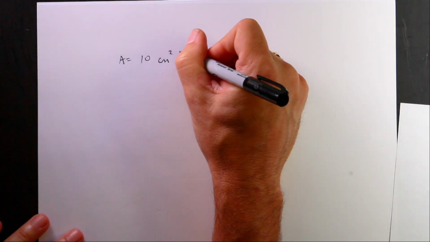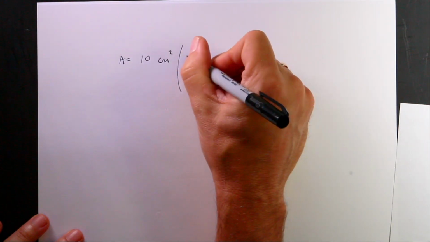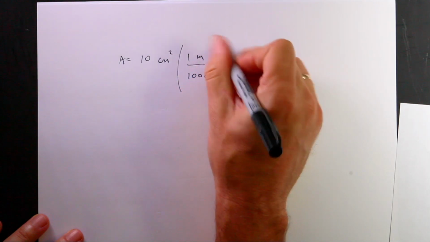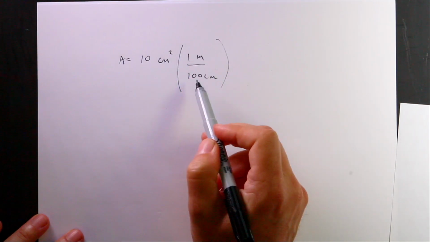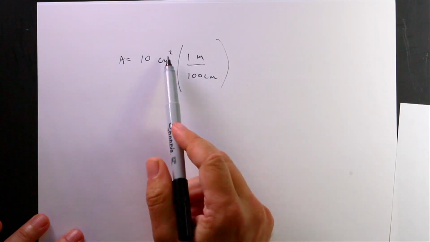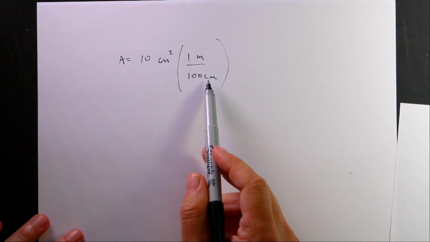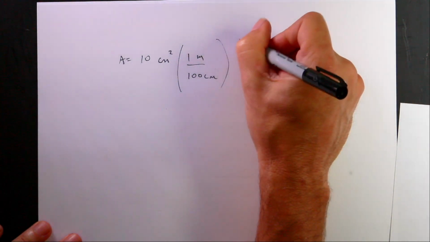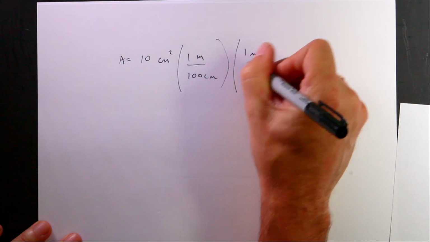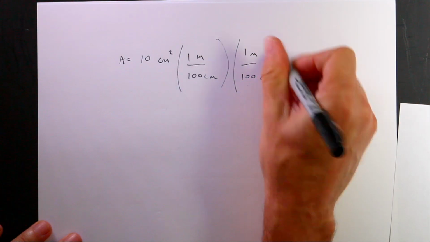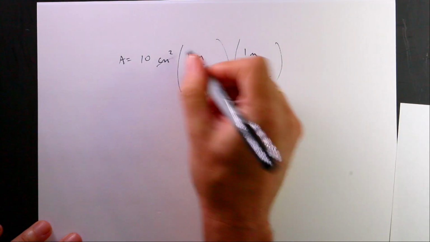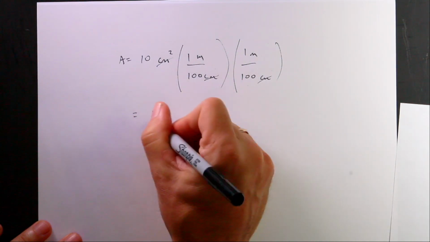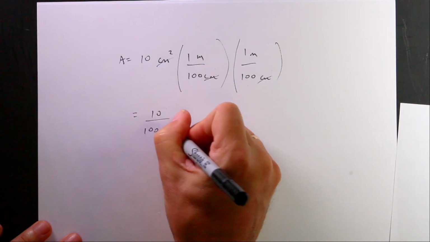Well, in this case, if I multiply this by 1 meter divided by 100 centimeters, then this is the number 1. But it doesn't cancel because I have centimeters squared divided by centimeters. So it wouldn't work. What I actually need to do is to do this twice. I need to multiply by 1 meter again divided by 100 centimeters. And now these cancel, and I get meters times meters, so I get meters squared. So it's going to be 10 divided by 100 times 100.